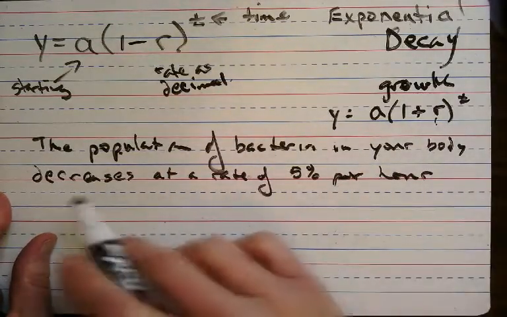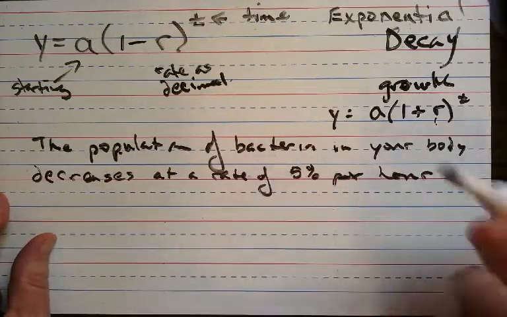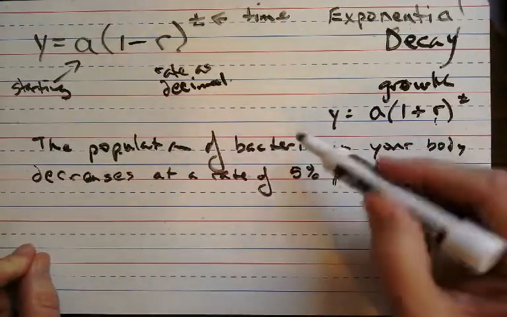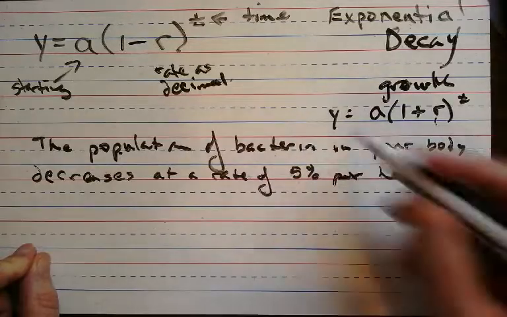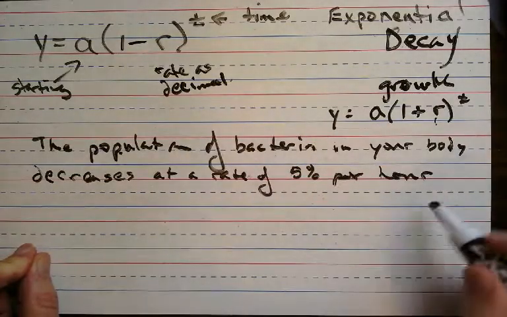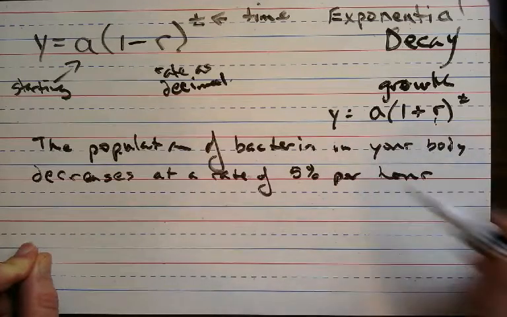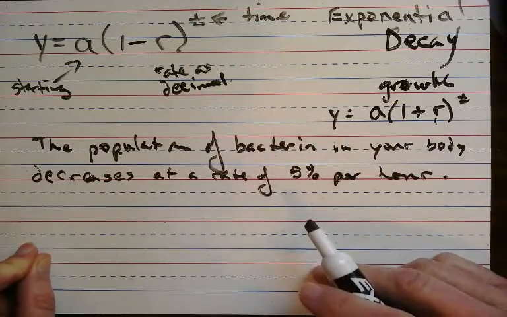Yesterday it was per year because it was growing, the money was going in the bank. This one, the population of bacteria, you take an antibiotic, you pop a pill, it starts killing the bacteria that's in your body, and it decreases at a rate of 5% per hour. Right? That's the deal right there.